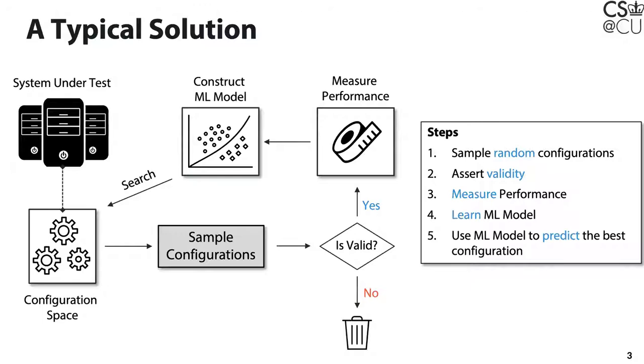A typical solution to this problem is to make use of a machine learning framework as shown here. It starts by randomly sampling certain configurations, asserting their validity. And for all the valid configurations, we would measure the performance, train a machine learning model, and then use this machine learning model to predict the best configuration.